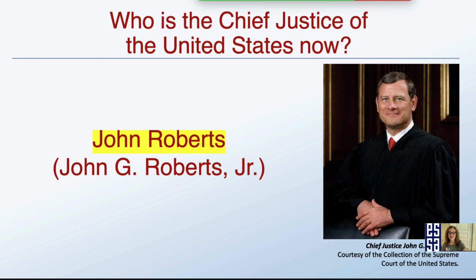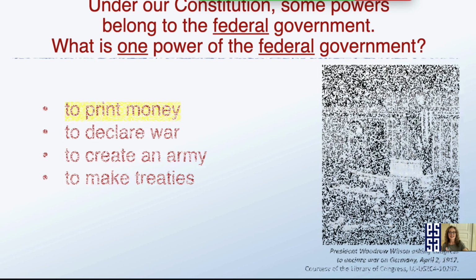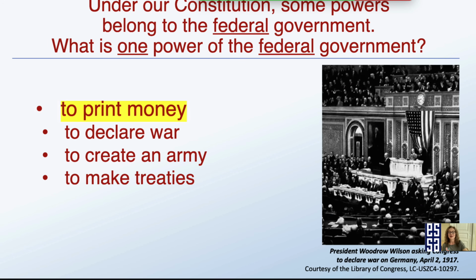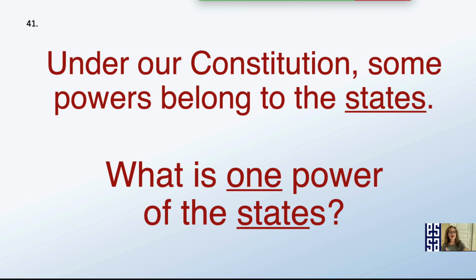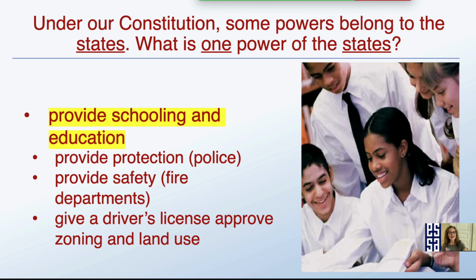Who is the Chief Justice of the United States now? John Roberts. Under our Constitution, some powers belong to the federal government. What is one power of the federal government? To print money. Under our Constitution, some powers belong to the states. What is one power of the states? To provide schooling and education.